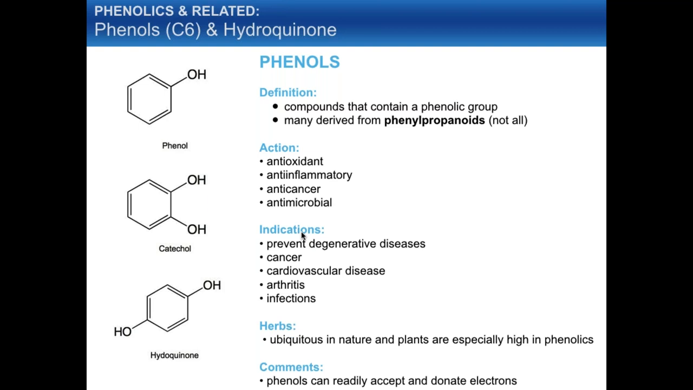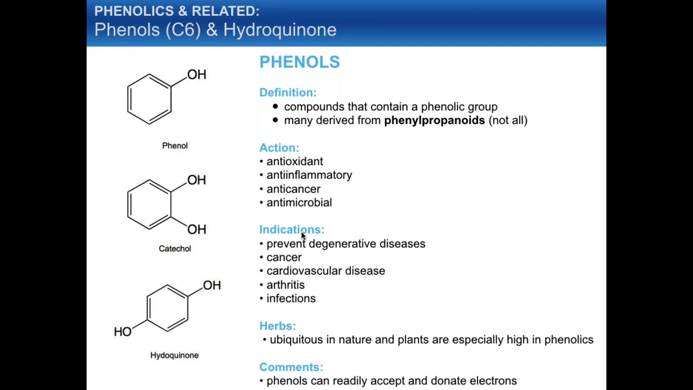Then you have some variations on this, like catechol, which basically has two OH groups on the aromatic ring. With this catechol group, you may have heard of catecholamines. Epinephrine, norepinephrine, and dopamine all fall under the category of catecholamines. They're derivatives of tyrosine, and their structure has this basic OH group on their ring structure.